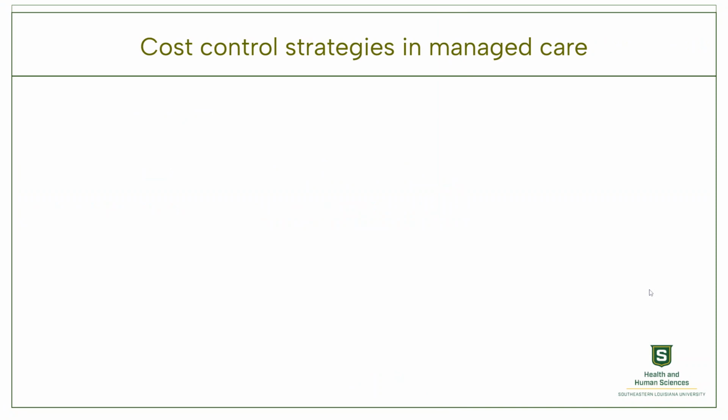So we're going to talk about a number of cost control strategies. I'm going to talk about as many of them as possible, but also give a little bit of explanation for some of them, going a little more in depth to explain what they mean. We're going to start with utilization management.